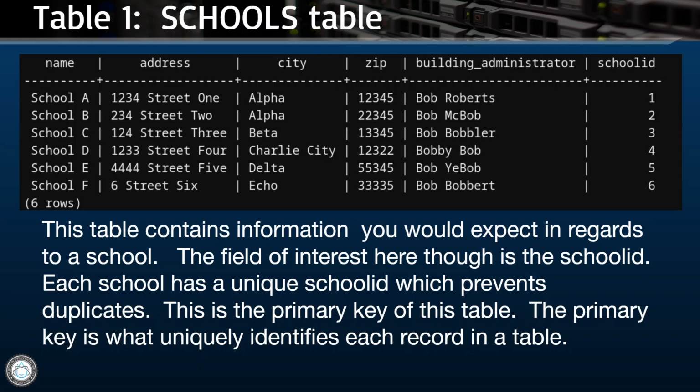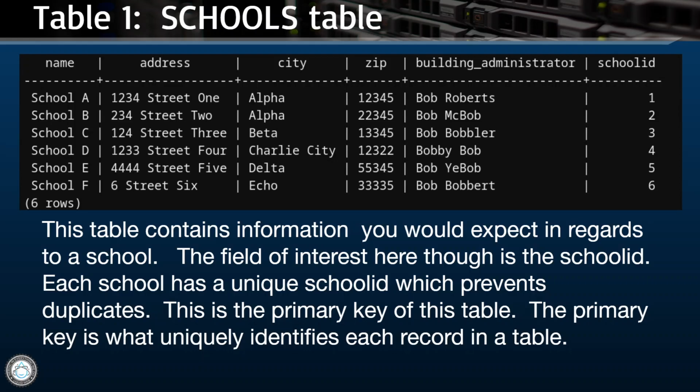We have a table regarding the school buildings, and inside there are what you would expect to see in a table regarding school buildings. You have all the physical characteristics of a building, the address, what city it's in, the zip code, who the building administrator is. But the highlight that I want to show you from this table is over on the far right, the school ID. The school ID is a unique number.